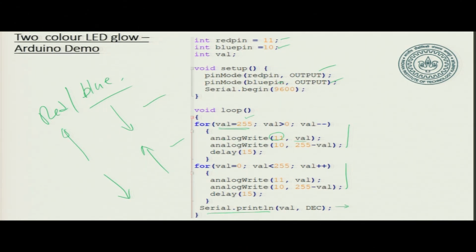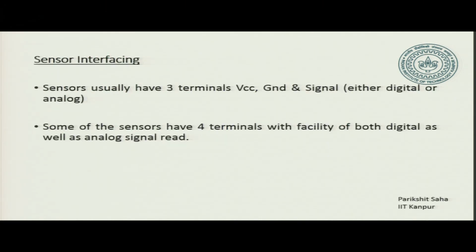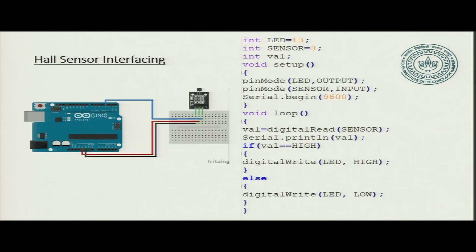So, this is the way the program works. Now, sensors interfacing. Sensors usually have 3 terminals: the voltage, ground, and the signal, either digital or analog. This is an example of a Hall effect sensor. We have studied Hall effect sensors. These are basically magnetic sensors.